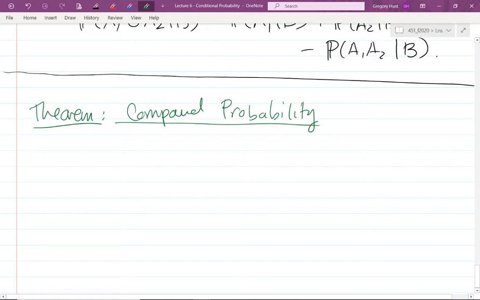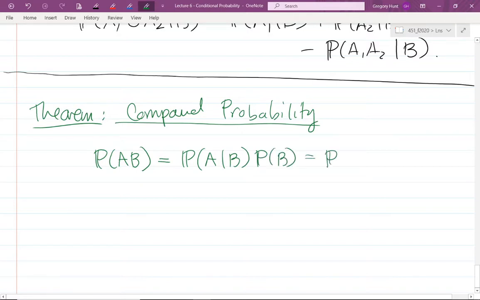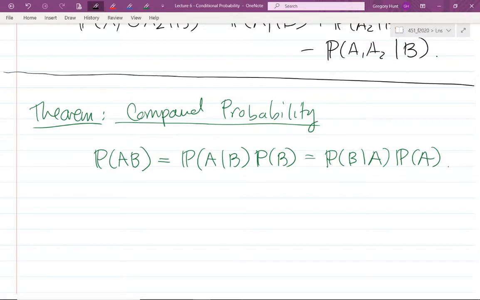The compound probability formula says that I can write the probability of AB as the probability of A given B times the probability of B, or the probability of B given A times the probability of A. You might be able to see this is just a reordering of that conditional probability formula. I like to think of it as the probability of B here cancels with that B, and you can write it as an intersection, or push this A in there and remove the bar. That's how I visualize it.